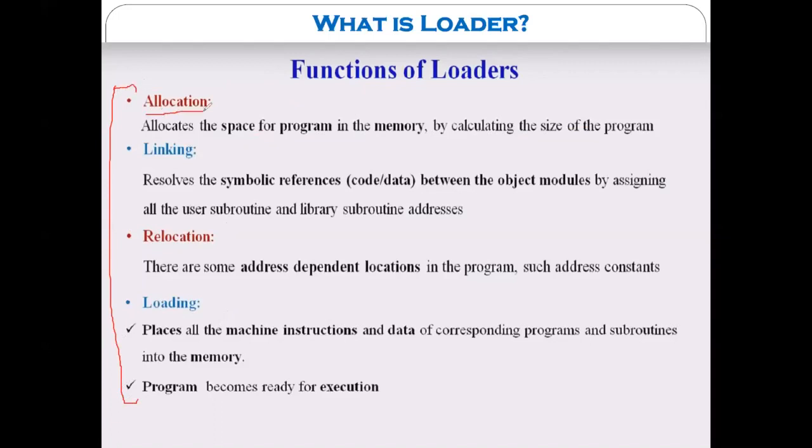So in that, first we have discussed the allocation. What happens in the allocation? The space allocation for the particular program is done in the memory by calculating its size. Now linking: as all of you know, the linking is done by the linker itself. But if somehow the linking is not possible by the linker, and there is a need to perform the linking after the linker does its role, then the loader can also do the linking, but that is not a compulsory function of the loaders. Linking is actually done by the linker itself.